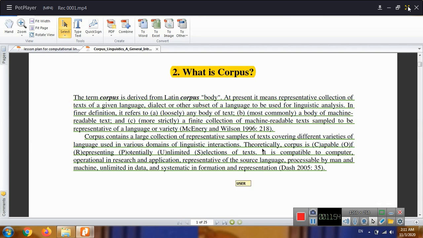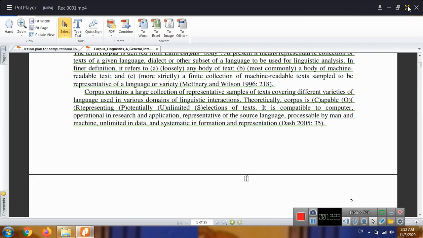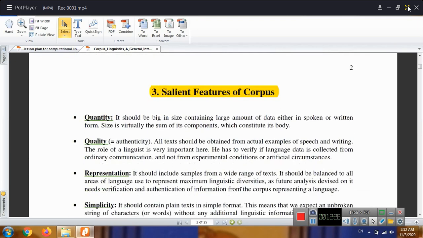Theoretically, corpus is capable of representing a potentially unlimited selection of text. It is compatible to computer operation in research and application, representative of the source language, processable by man and machine, unlimited in data, and systematic in formation and representation. Here we can see some salient features of corpus.